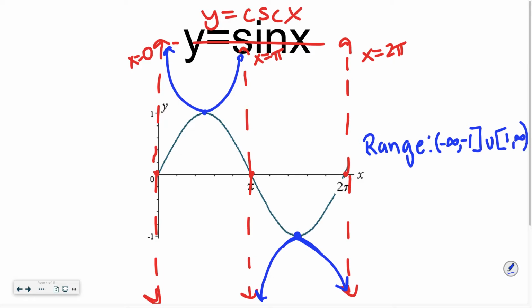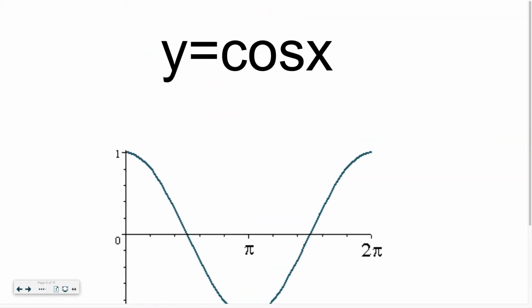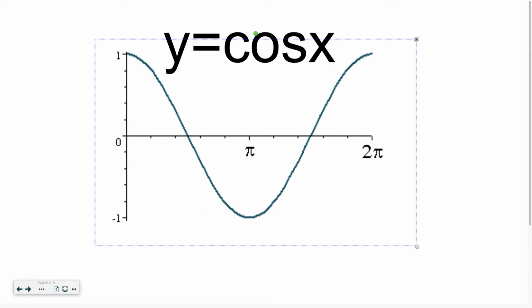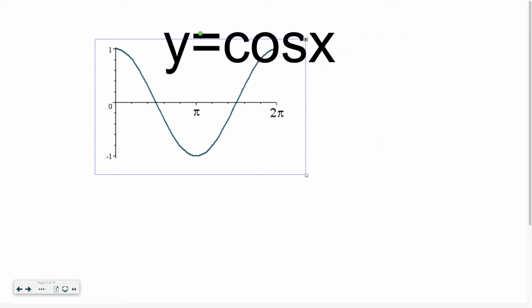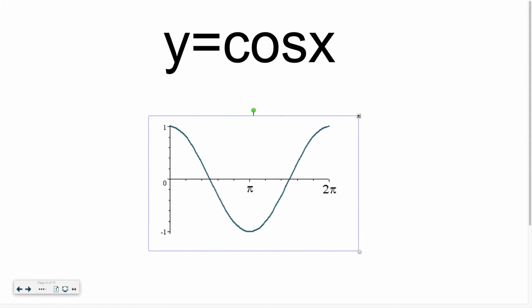All right, should we look at a secant graph? In order to construct the parent function for secant, I'm going to ask that you lightly draw the cosine parent function. And then we'll base our secant graph off of the cosine parent function.